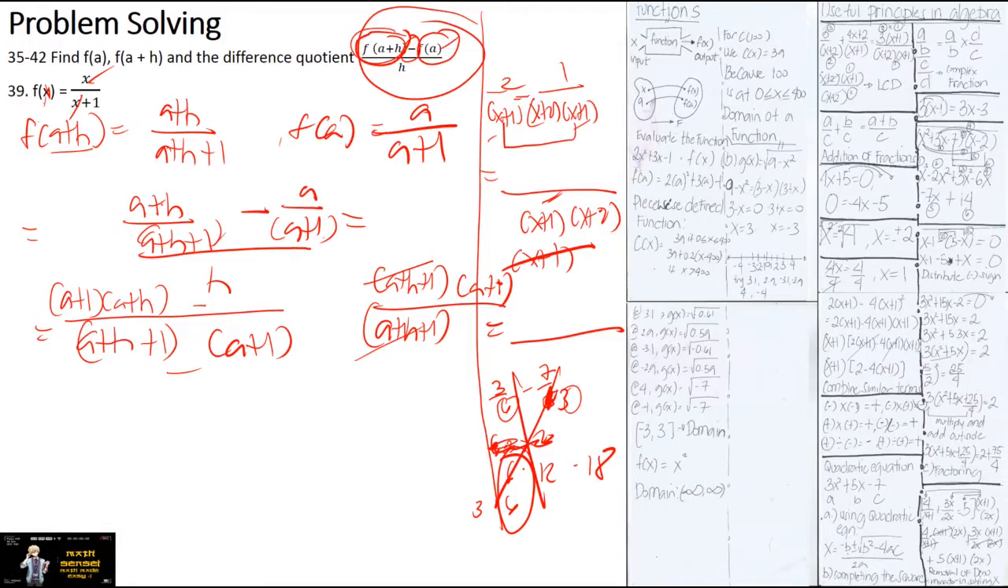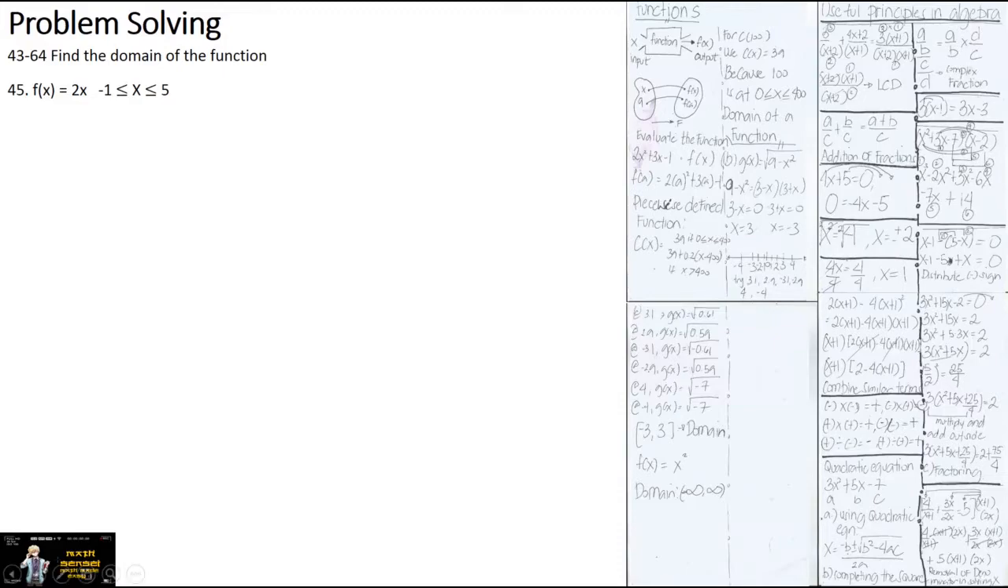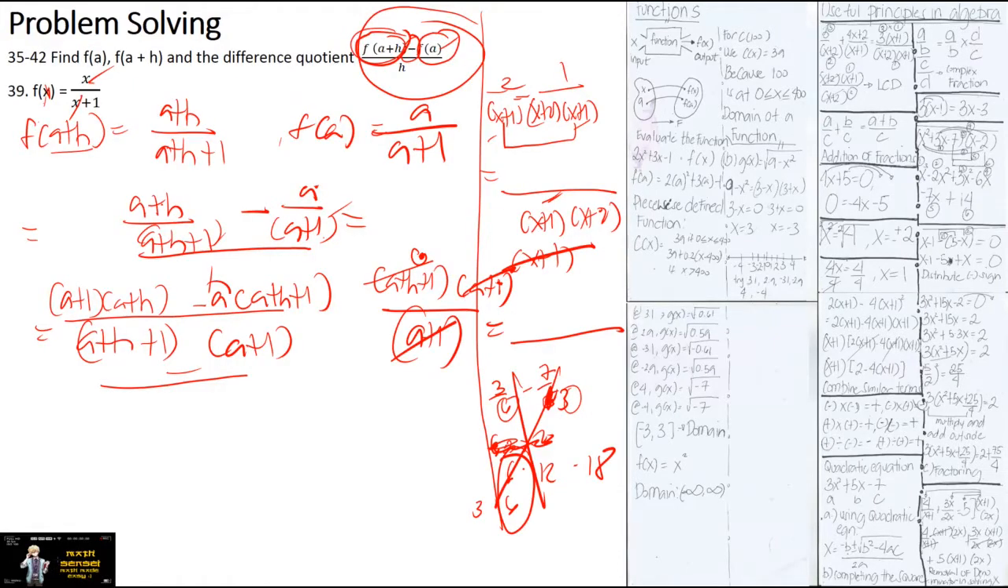I hope nasusundan na. So ito ulit, yung buong LCD natin, i-divide mo naman dun sa denominator ng kabila. That's a plus 1. So cancel to. Ito na lang yung matitira, multiply mo sa a. So that will be a plus h plus 1. Okay, so yan.